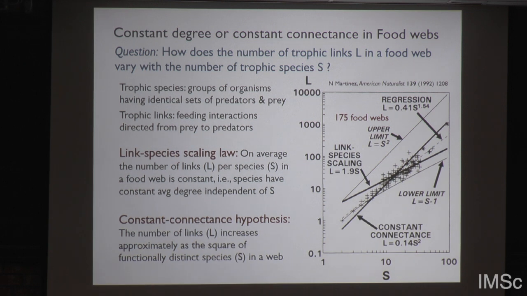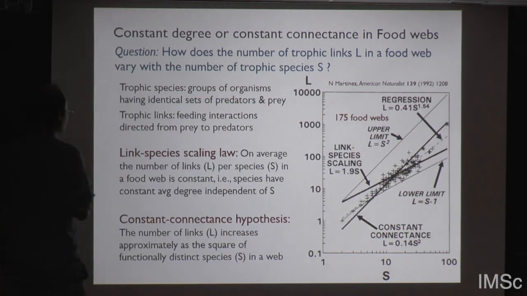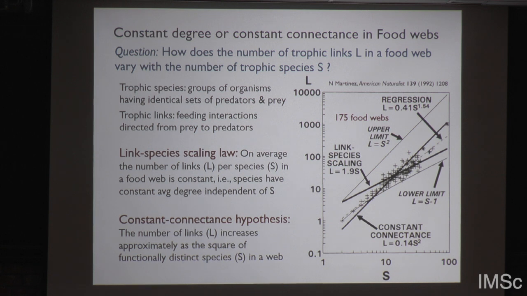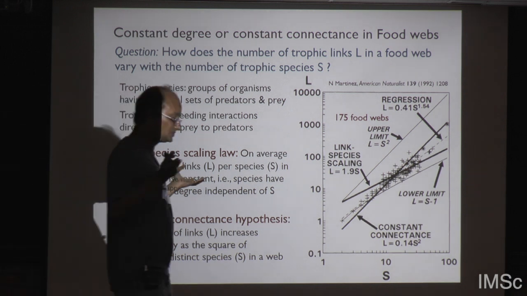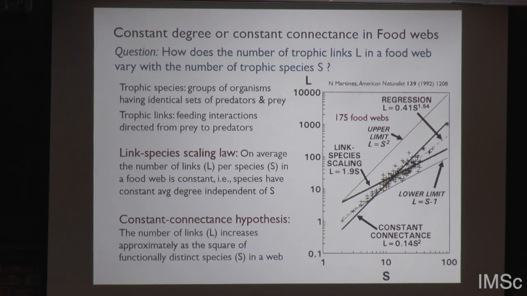There is one hypothesis which says that there is some kind of a link species scaling. So the number of links per species in a food web is constant. Regardless of how many species there are in an ecosystem, typically a species will feed upon only k other species. Seems to make sense, right? If I'm used to having 10 different types of food sources, I would stick to that, regardless of how many other species have joined the network subsequently.